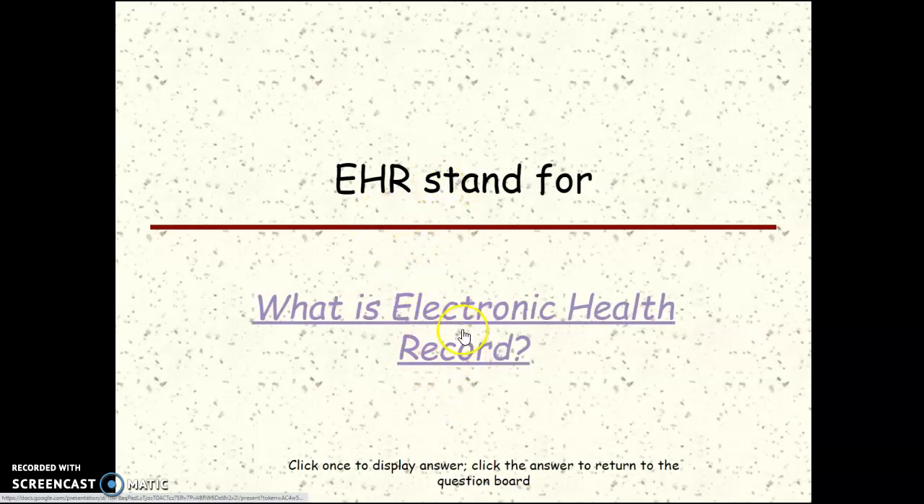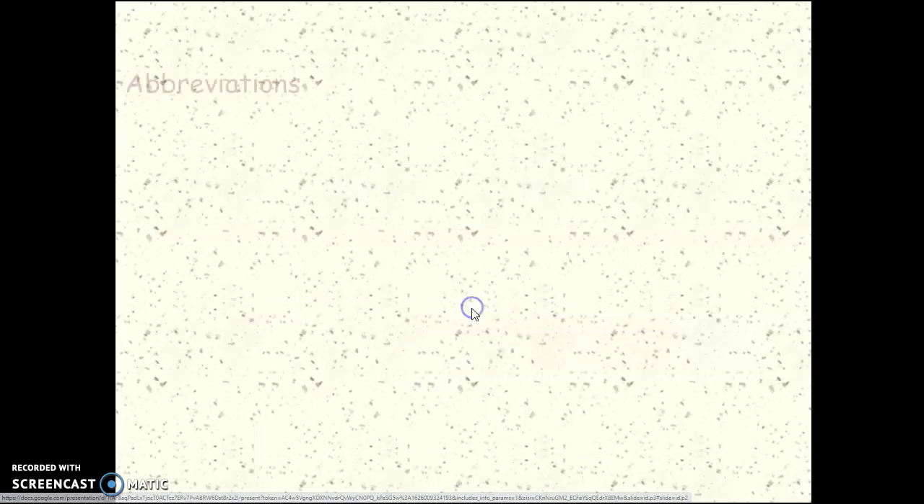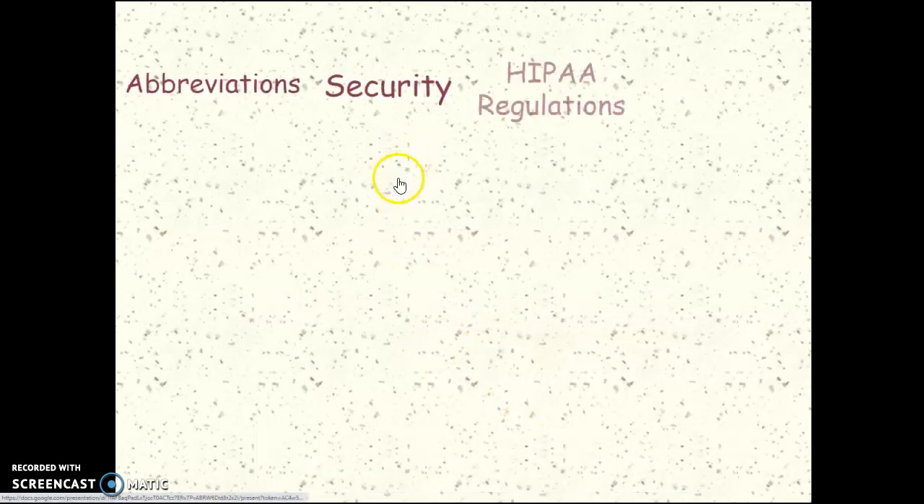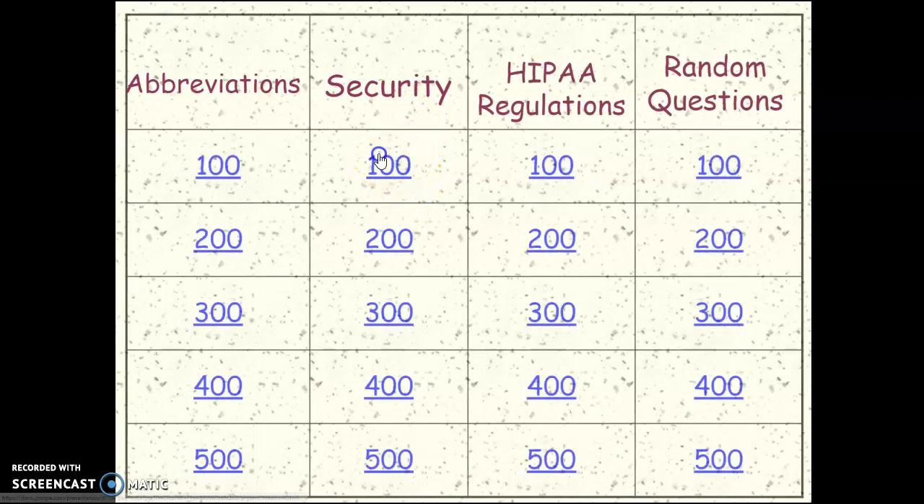They give you their answer, and then you have to click this message in the purple, which I have the instructions down here. You're going to click 1 to display the answer, and then click the answer to return to the question board. You have to do it like that in order for it to work properly. Click it, takes you back, and you have security.